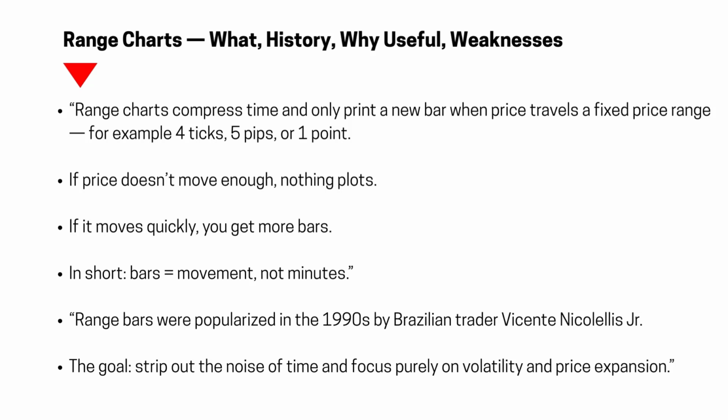Range charts basically compress time and only print a new bar or candle when the price travels a fixed range, very much like Renko charts. For example, 4 ticks, 5 pips, or 1 point. If the price doesn't move enough, nothing plots. If it moves quickly, you get more bars. In short, bars equal movement, not minutes.